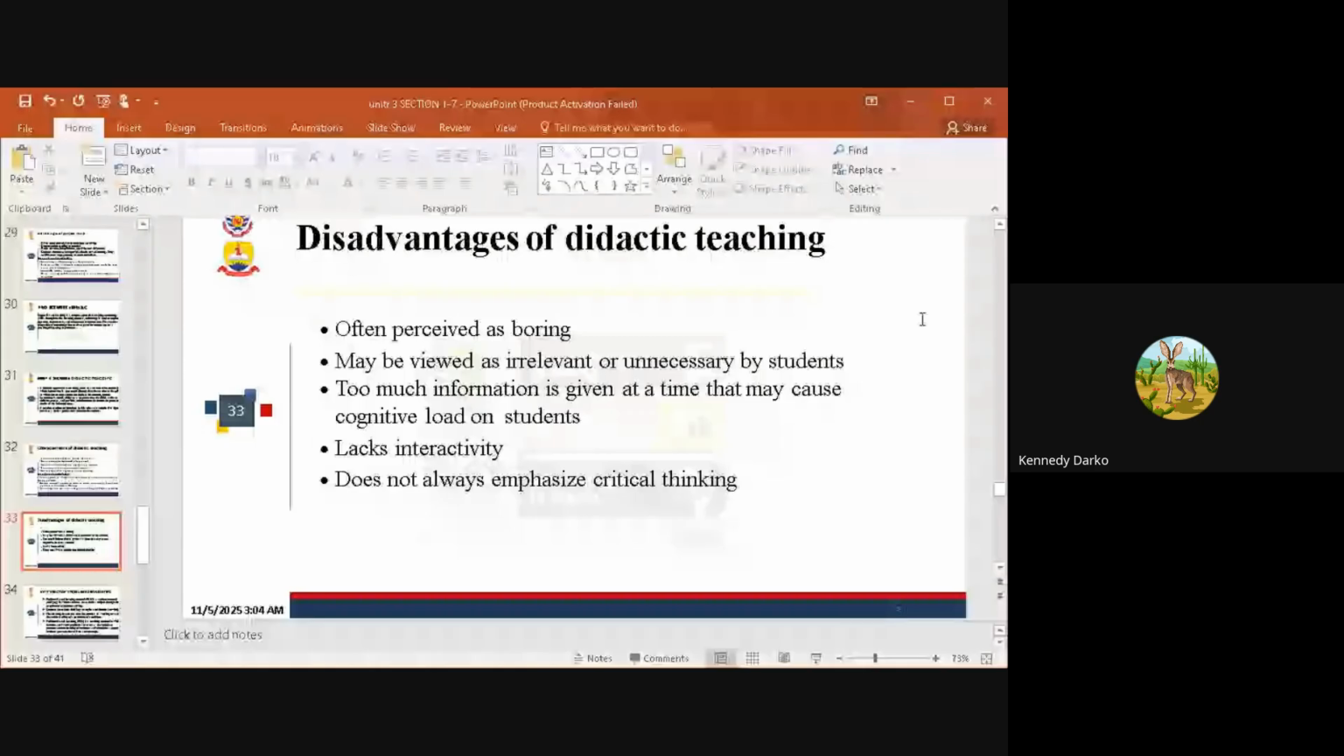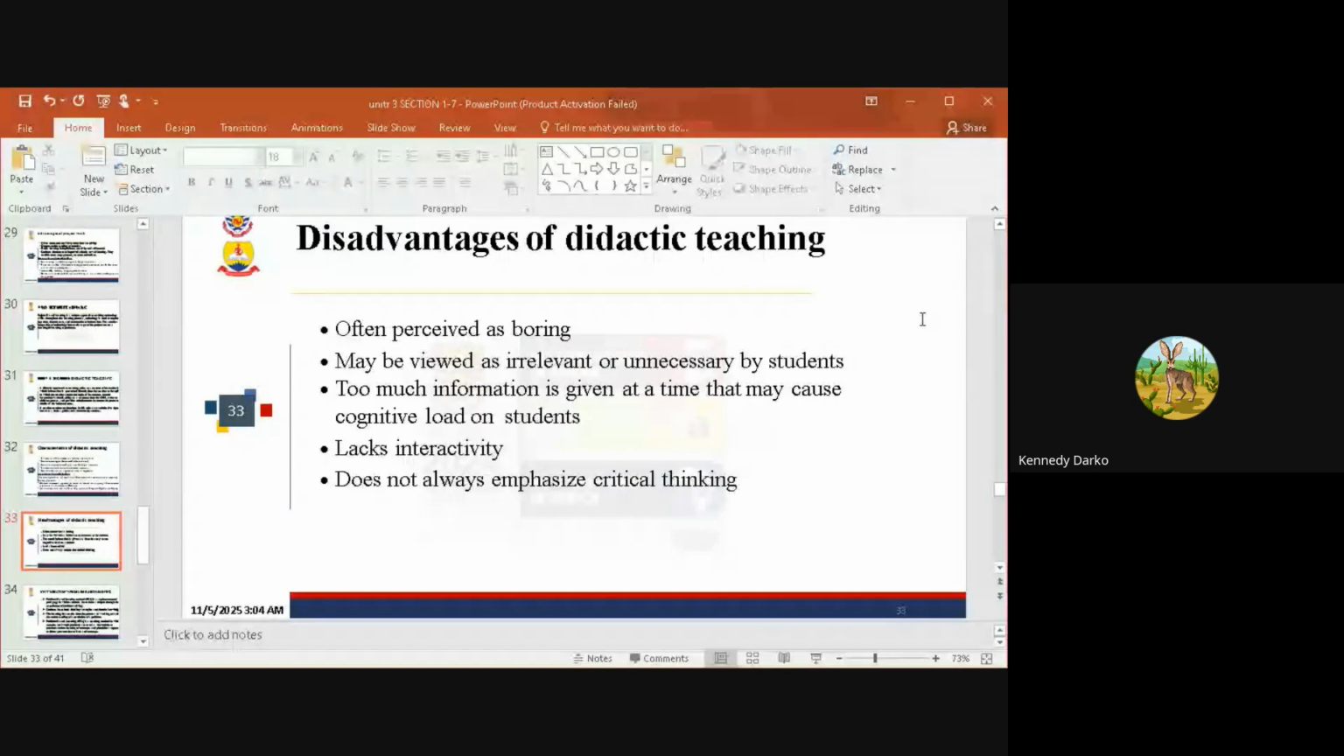Now, the challenge of didactic teaching, often perceived as boring. Why is it boring? It's boring because the students don't have any role to play in it. You are just listening to the teacher passively. It may be viewed as irrelevant or unnecessary by students. This is how you talk plenty, you don't want anybody to talk. We are tired because we will not listen to you again.